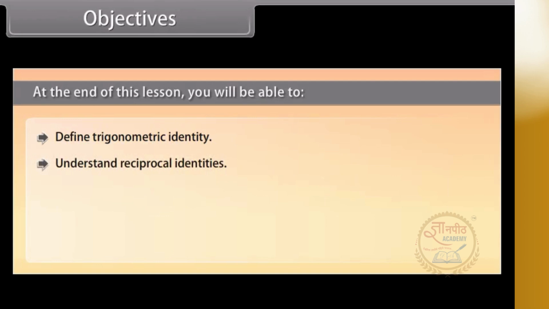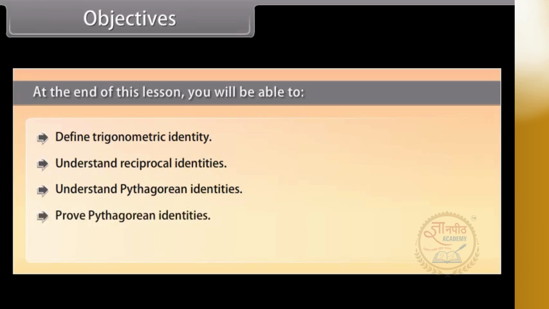Objectives. At the end of this lesson, you'll be able to define trigonometric identity, understand reciprocal identities, understand Pythagorean identities, prove Pythagorean identities, and solve examples related to Pythagorean identities.